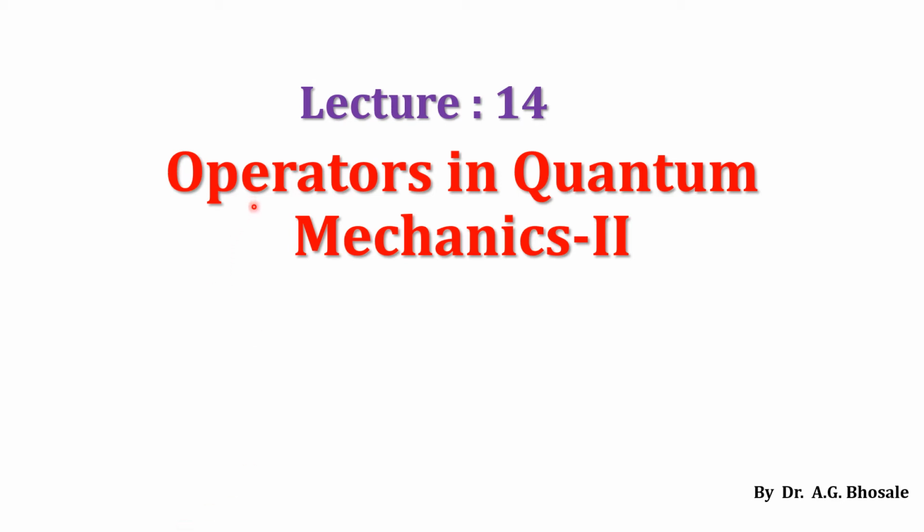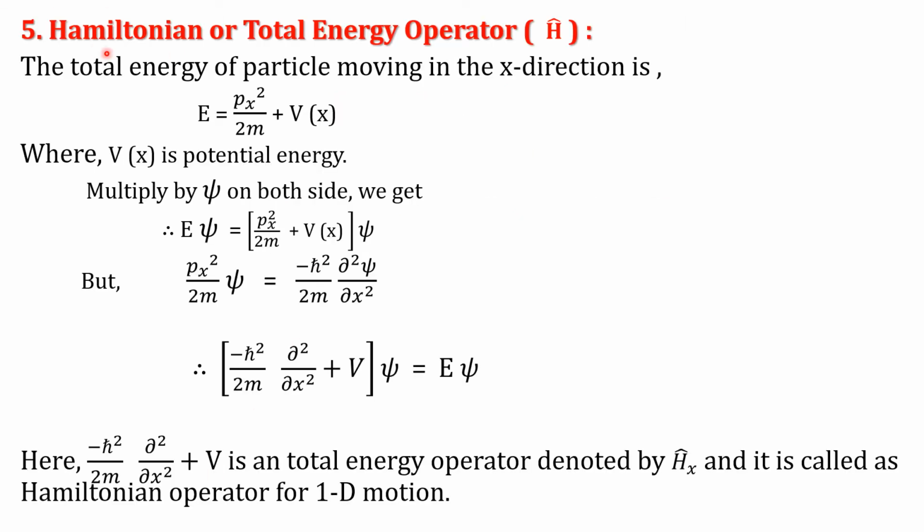Here we continue the earlier lecture, operators in quantum mechanics. Here we construct the Hamiltonian or total energy operator. For that, we find the total energy of the particle moving in x direction.